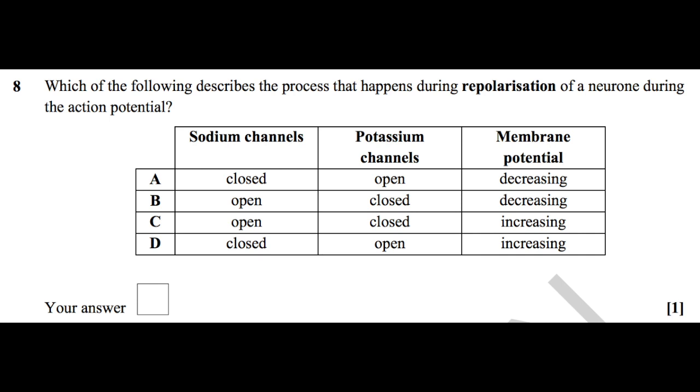Okay, so now it's time to answer some exam style questions. So which of the following describes the process that happens during repolarization of a neuron during the action potential? If you remember, the opening of voltage-gated sodium channels actually causes depolarization and initiates the action potential, but for the repolarization phase, these channels close again, and it is the potassium channels which open, allowing potassium efflux to bring the membrane potential back down towards the negative side of the graph. In this case, we would consider the membrane potential to be decreasing.